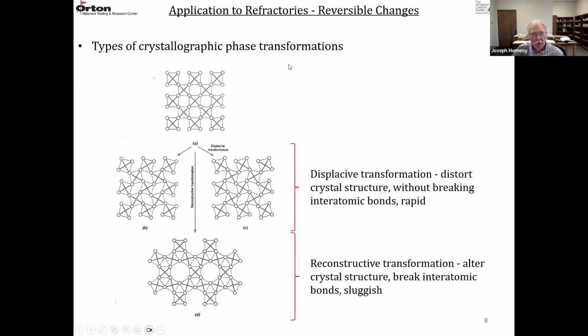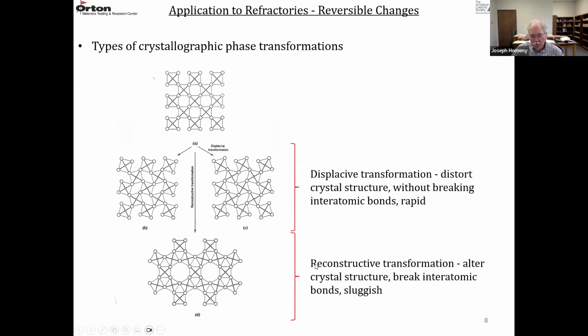So there's two types of phase transformations. There's a displacive transformation and a reconstructive transformation. So this is a normal, well-ordered crystalline structure. When you go through a displacive transformation, either B or C, either one of these diagrams, you're just distorting the crystal structure. So you're changing bond angles. You're not breaking and reforming bonds. You're just changing the angles, and it's a very rapid transformation.